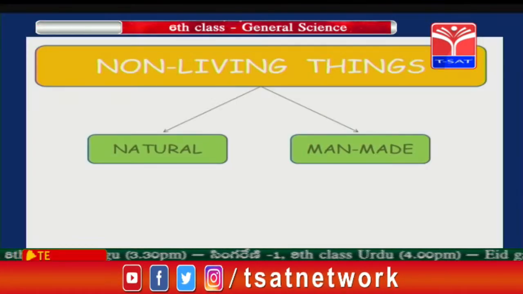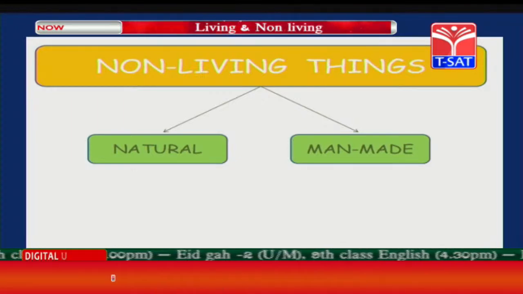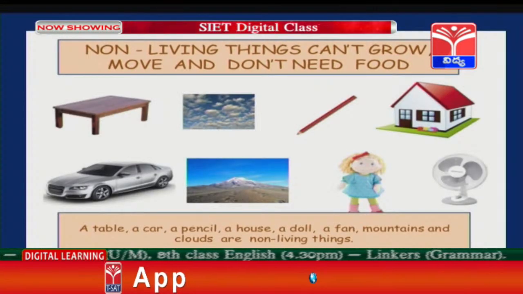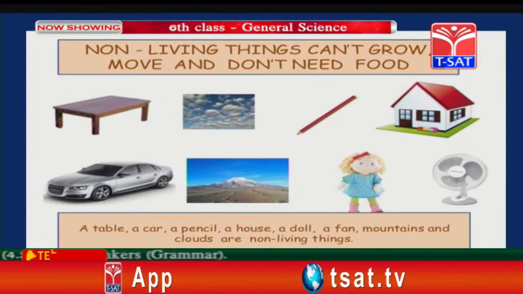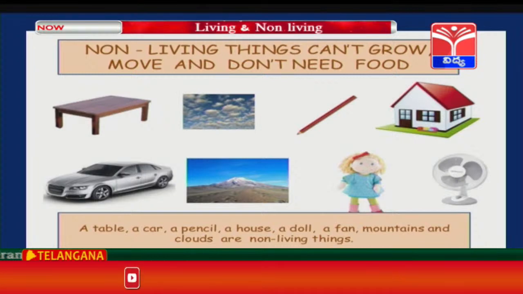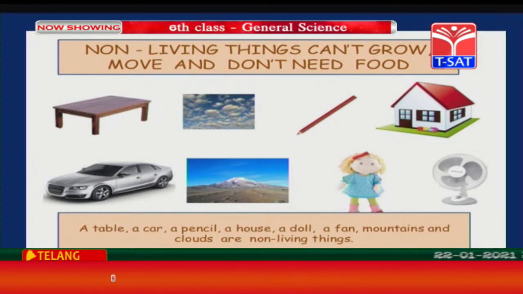See here, what are non-living things? Non-living things are of two types: natural non-living things and man-made non-living things. Non-living things don't grow, they don't move, they don't need food. For example, you can see here a table, car, pencil, house, doll, fan, mountains and clouds. All these are non-living things.